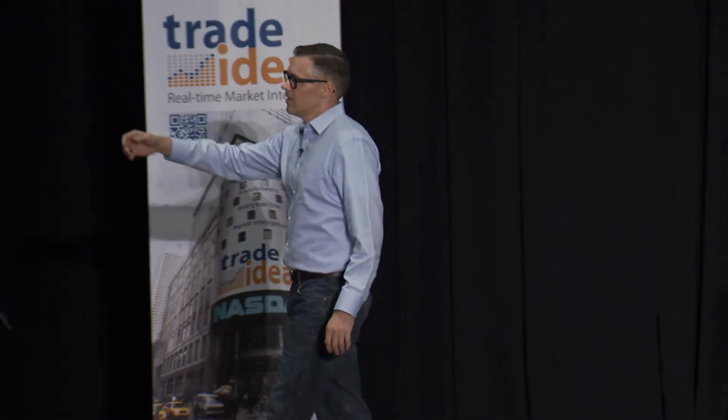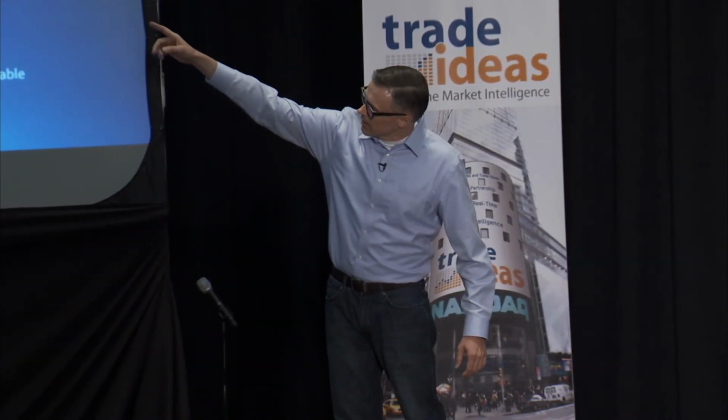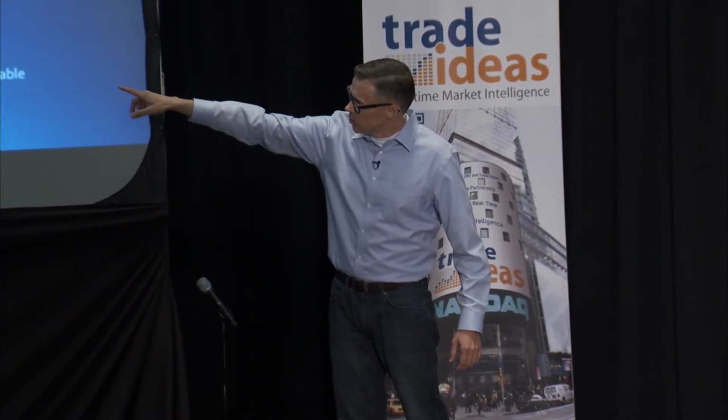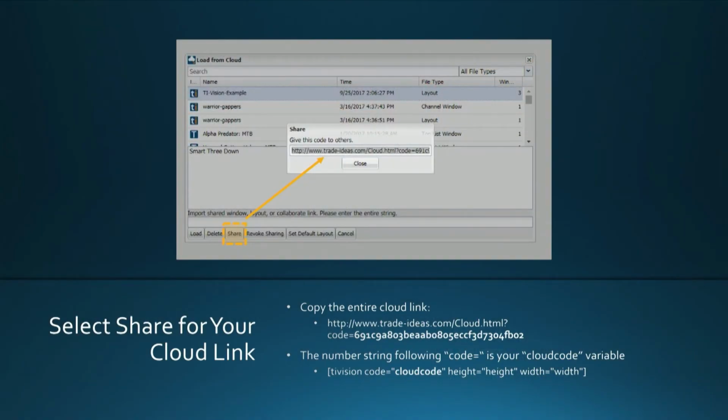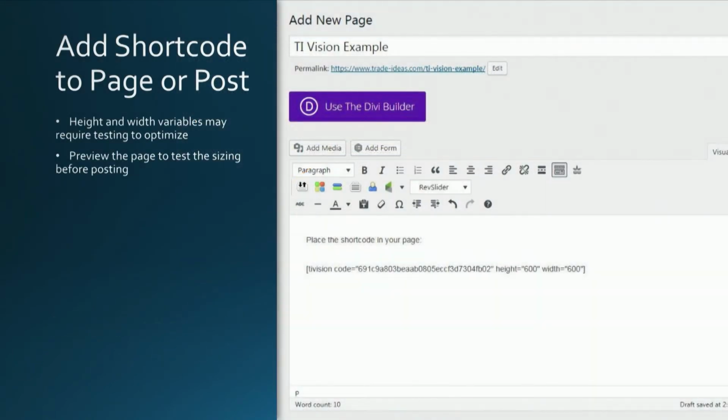But it's still simple because once you share and copy your link, you get the long URL. And what you're interested in is the code after code equals. That's the string that has all the information on our servers about your layout. And then you have the short code, which is how you insert it into the website. Pop that string into where it says cloud code, and then you'll decide how high and wide you want to make the window, and pick something reasonable. And then you'll pop that into your post.